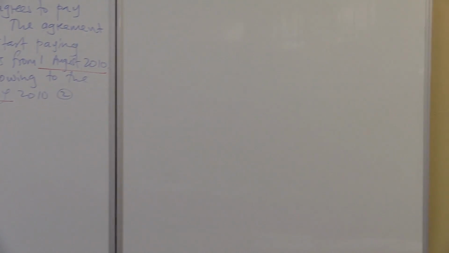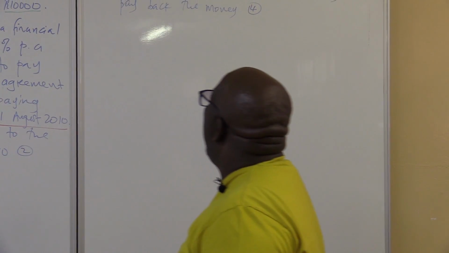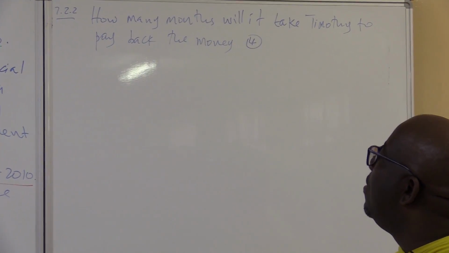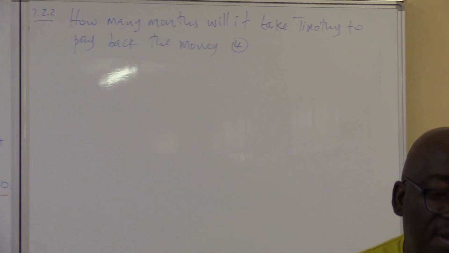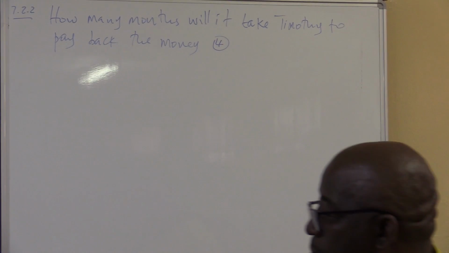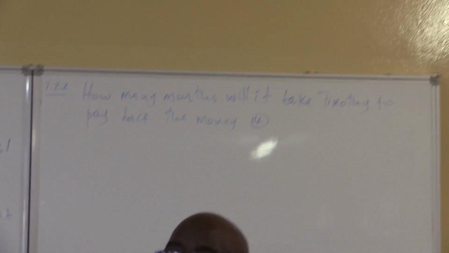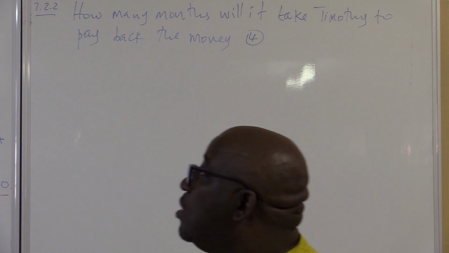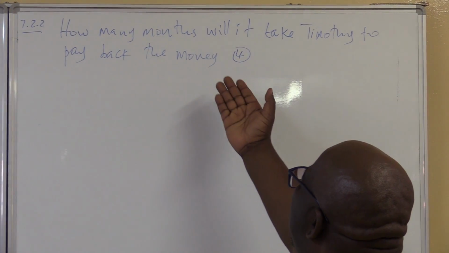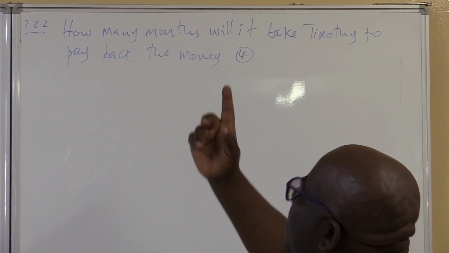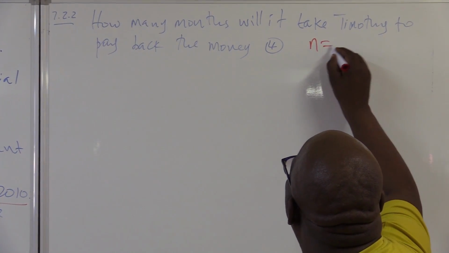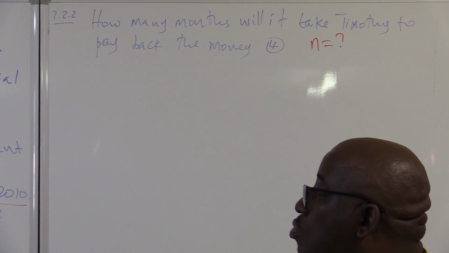This next problem: how many months will it take Timothy to pay back the money? How much is the money that he owes now? This is the amount that Timothy owes just before he starts paying. When does he start paying? On 1 August. Now the question is, how many months will it take Timothy to pay back the loan? This clearly says to me, I'm looking for n. How many months? I'm looking for n.